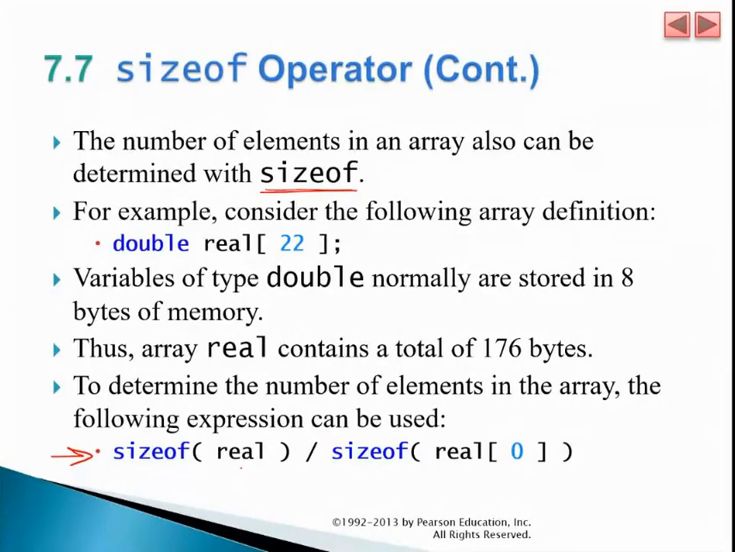So sizeof not the data type, actually sizeof the variable name. Sizeof real will give you how much? Double takes 8 bytes to store in memory, and int or float takes 4 bytes. So sizeof real will give you 176, because there are 22 elements, 22 into 8. If you divide 176 by 8, which is the size of one element, you will know the number of elements. This is a very logical thing to do.